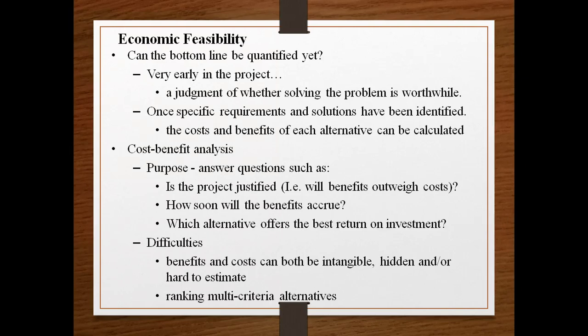The next is cost benefit analysis. The purpose of answering such questions is: is the project justified? Will the benefit outweigh the cost? How soon will the benefit occur? How soon will I get the benefits? Which alternative offers the best return on investment? What are the difficulties? Benefits and cost can both be intangible, hidden, or hard to estimate. Sometimes you cannot estimate your benefits or cost. Sometimes you can overburden your cost. So you need to rank your multi-criteria alternatives in this scenario. So these are the difficulties in economic feasibility.